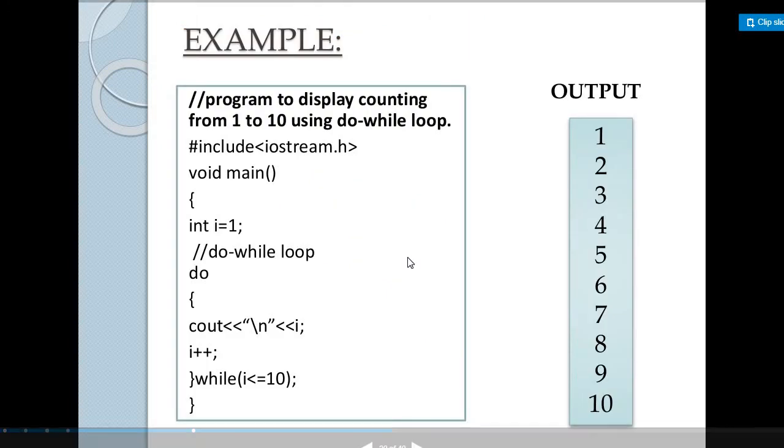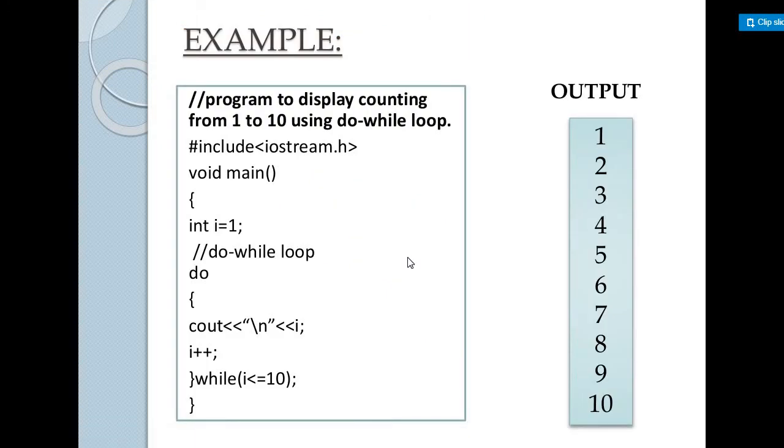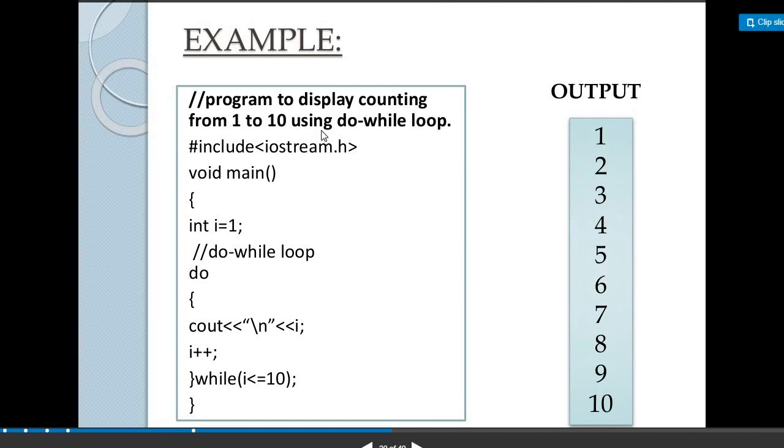The example is the same. If we display the output from 1 to 10, here in void main initially I equal to 1, do cout I plus plus while I is less than or equal to 10. So it repeatedly prints the values 1 to 10 because I is less than or equal to 10. Initially I is 1, then I plus plus. At the end of the loop it is tested.